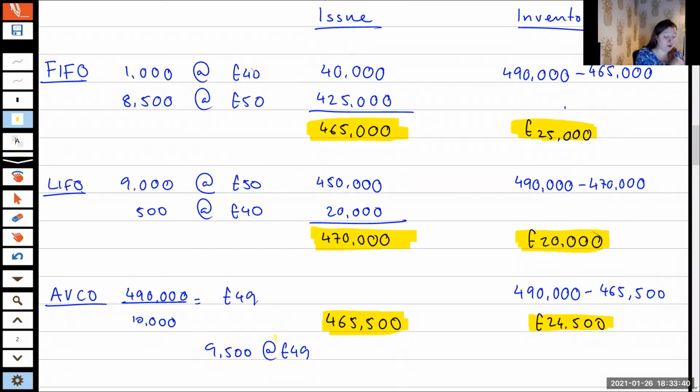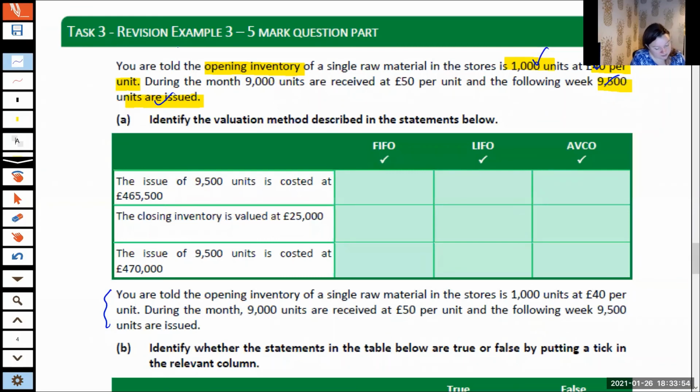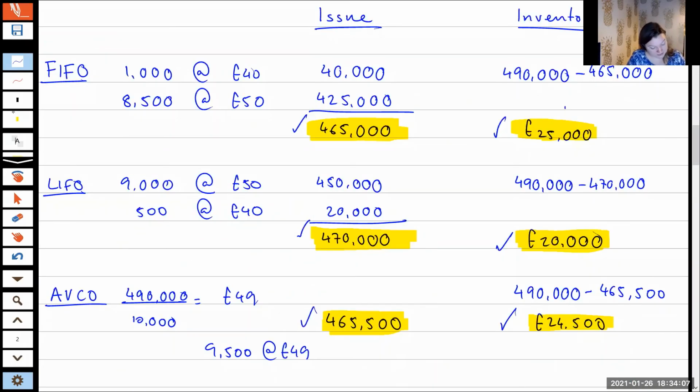Okay, so now we've got our cost of issue for FIFO, LIFO and AVCO, and we've got our closing inventory valuation for those 3 as well. So let's look at the first question. It says the issue of 9,500 units is costed at 465,500. Let's see which valuation gave an issue cost of 465,500. I can see the one that's given me 465,500 is AVCO, so we're going to tick the AVCO box.